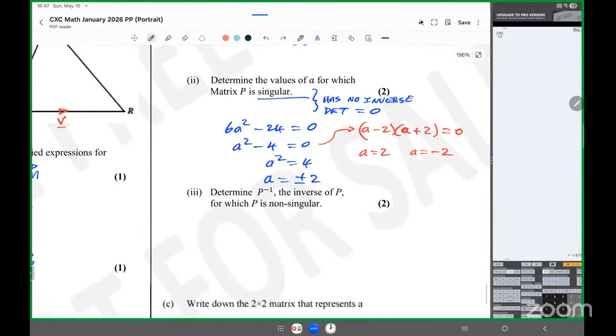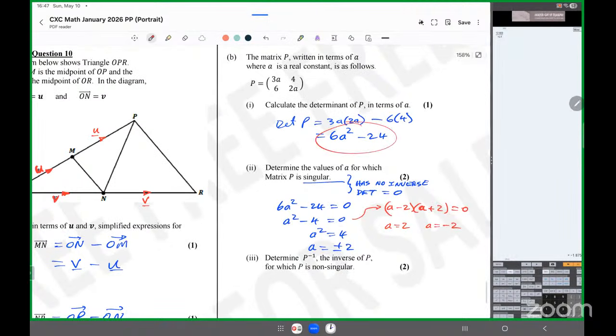That is it. It says determine P to the minus 1, the inverse of P, for which P is non-singular. So if it is non-singular, we're going to get it in terms of a. We're not going to actually get a number, because a is already in the matrix. We don't know what a is. All we know is that if P is singular, then a is going to be one of these values. But it says determine the inverse of P for which it is non-singular. In other words, they are saying it has an inverse. We have to get it in terms of a.